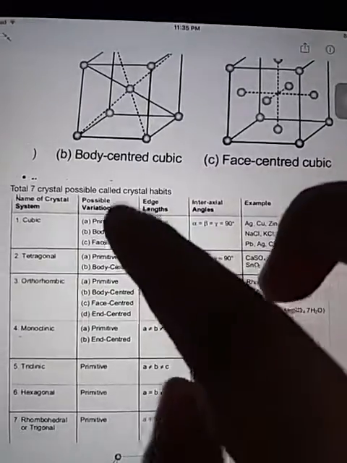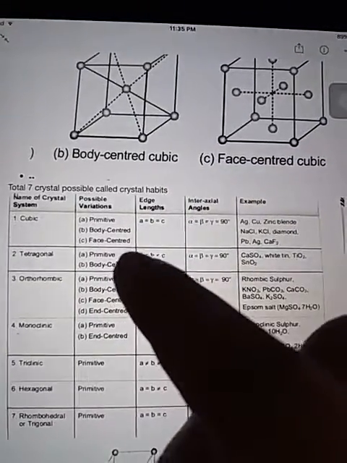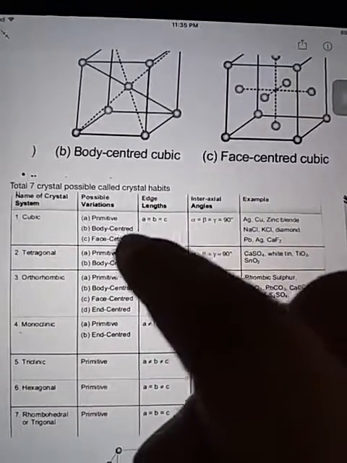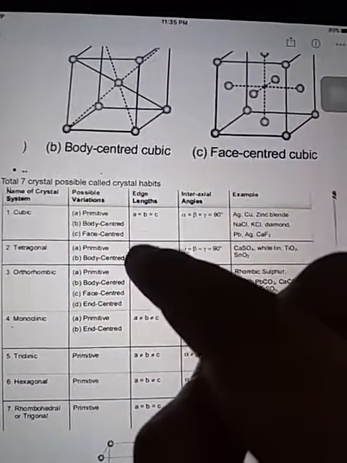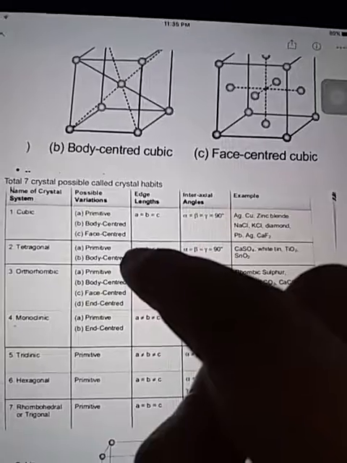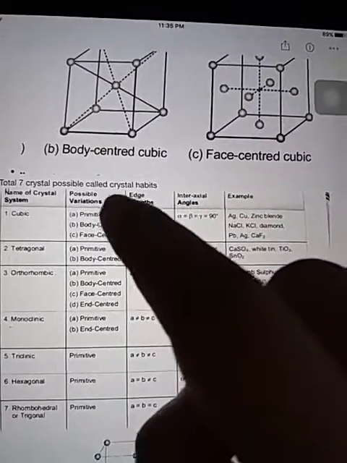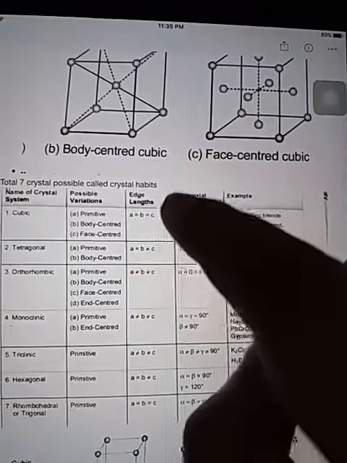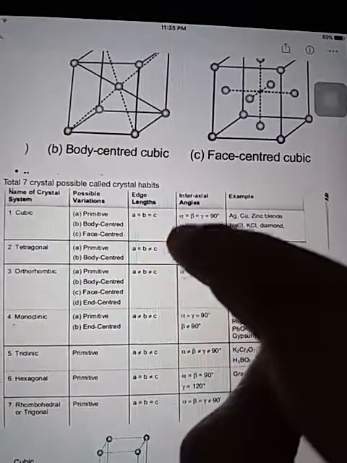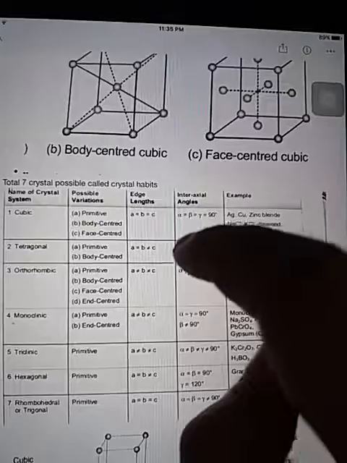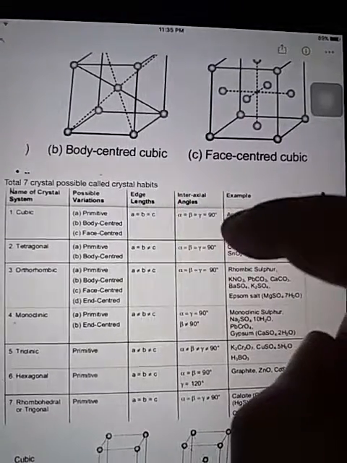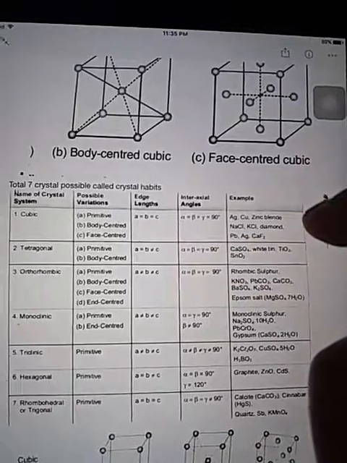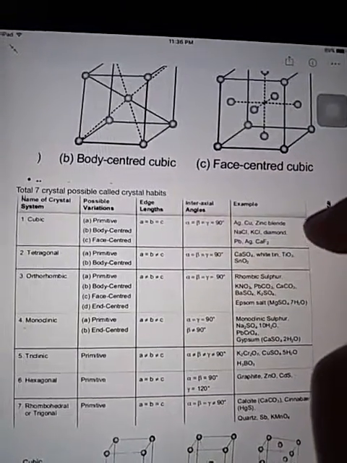Now let me say you what are the 7 crystal system possible. Crystal habits, they are known as crystal habits. Cubic can be PUC, BC plus FC. PUC means primitive unit cell, BC means body centered, FC face centered. Edge length A is equal to B is equal to C. Interaxial angles alpha is equal to beta is equal to gamma is 90 degree. Example Ag, Cu, zinc blende, NaCl, KCl, diamond, Pb, Ag, CaF2.